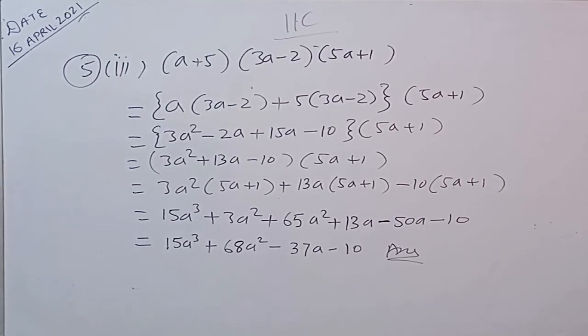So now multiply together 3a² by (5a + 1), 13a by (5a + 1), minus 10 by (5a + 1), and we get 15a³ + 3a² + 65a² + 13a − 50a − 10. Solving this, we get 15a³ plus 65 and 3 will get the 68a², minus 37a, since 50a and 13a having different signs, we will find the difference. 50 and 13 having the difference 37. The sign will be of the greater number, that is minus 50, that is minus 37a and the minus 10. So in that manner you will do question number 5, third part.